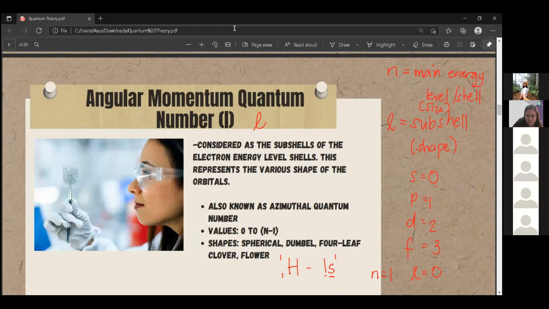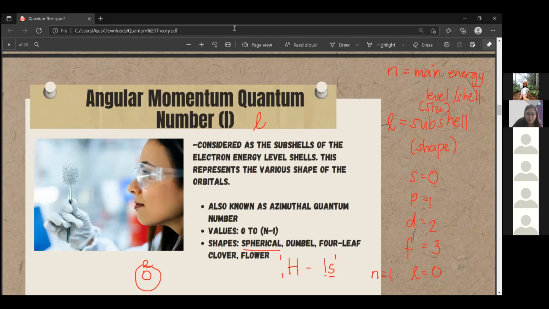And since 0 yan siya, it means S is spherical. Meaning kung ito yung nucleus ng atom, ang orbital ni hydrogen ay spherical. Okay? Spherical siya, parang bilog lang din. And dyan mo makikita yung isang electron niya.